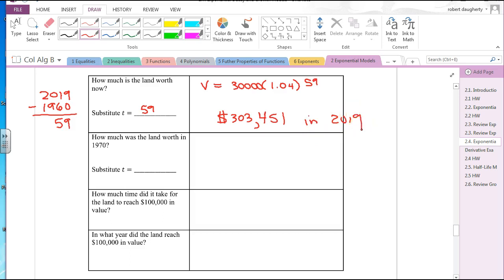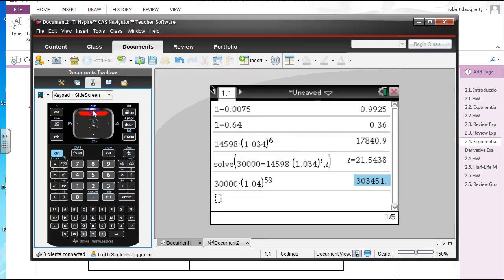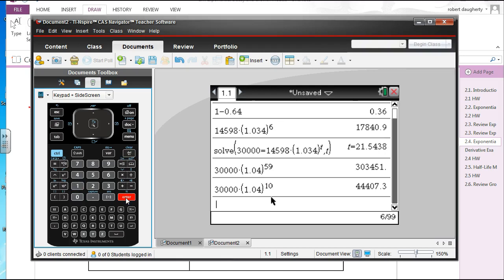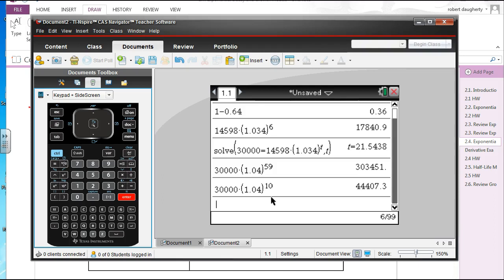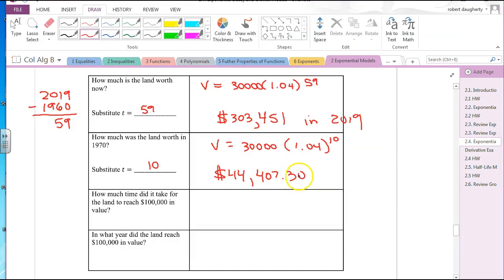How much was the land worth in 1970? What would T be in 1970? T is equal to 10. It's 10 years since 1960. So do the same calculation. It's 30,000 and then 1.04 to the 10th power. So I'll just do the same thing on my calculator. I'll cheat here and just raise it to the 10th power, and I get 44,407.30. That's the value of the land in 1970.